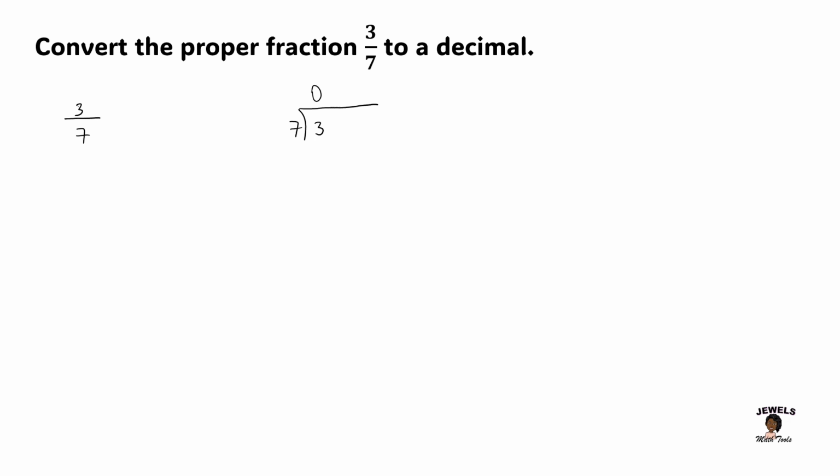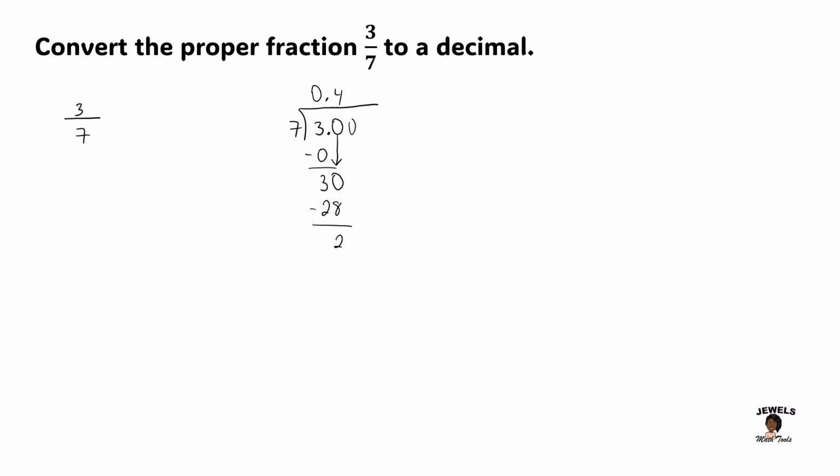So 0 times 7 will equal 0. 3 minus 0 is equal to 3. And like we did before, it's time to put in our decimal points behind the 0 and the 3. We're now going to add another 0, bring down that 0, and change our 3 into 30. So let's go. 7 divides into 30 4 times. 4 times 7 is 28. 30 minus 28 gives us a difference of 2.